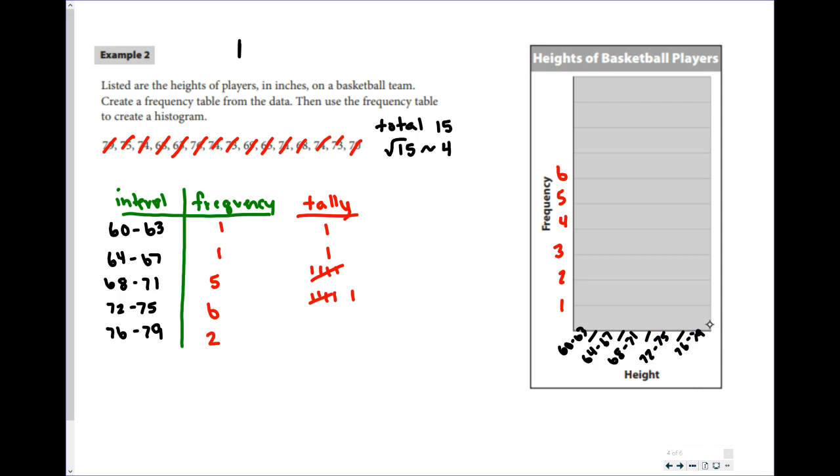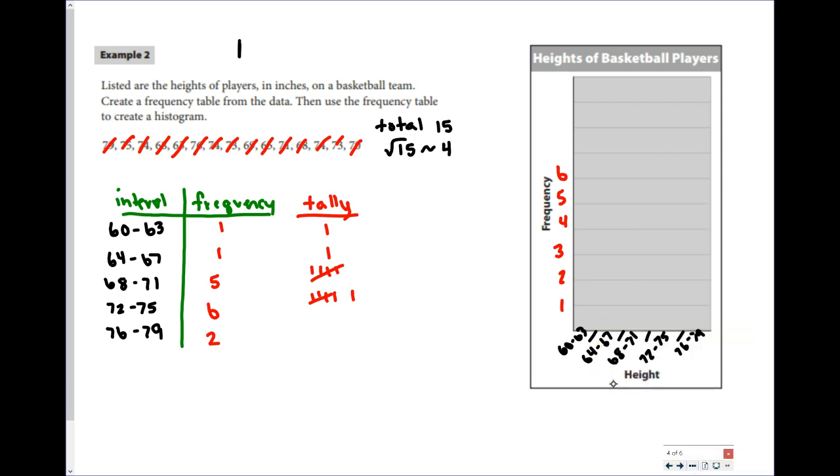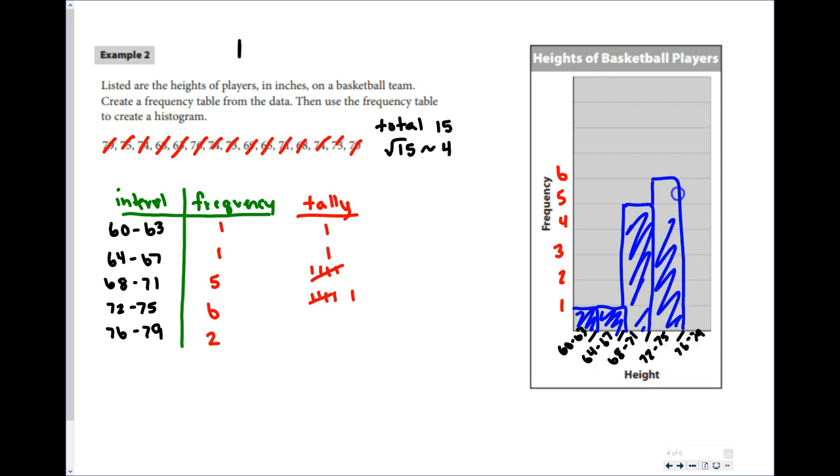And now the easy part of just drawing my bars to where they need to be and making sure they're touching. So this interval goes to 1, shade. This interval also goes to 1, shade. This interval goes all the way up to 5. This interval goes all the way up to 6. And then your last interval goes up to 2. So this should be what your histogram looks like.